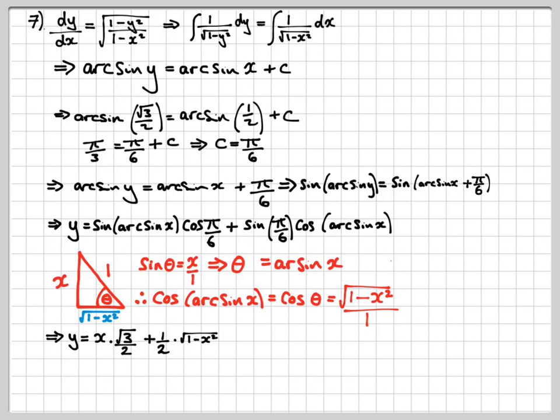like this. x times root 3 over 2 plus a half times the root of 1 minus x squared. There's one job left, multiply throughout by 2, and we've got the solution in the desired form, and we can see that k in fact is equal to 3.